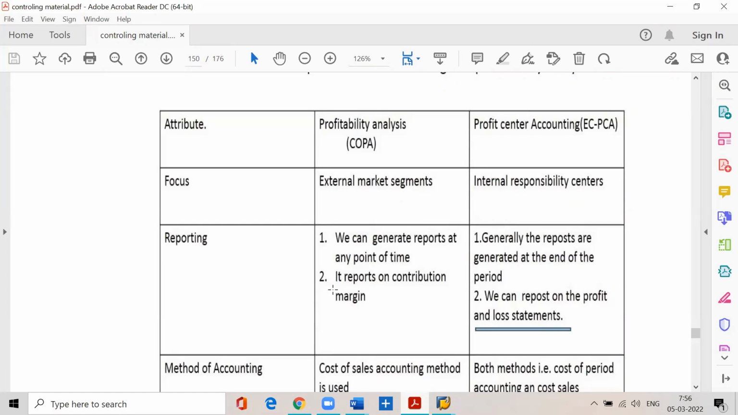Fixed cost means what? You have established your business concern, right? So whether you run your business or not, that fixed cost you have to pay. There is no other way. Whether you do the business or not, you have to pay the fixed cost. So in any case, you have to meet your fixed cost.